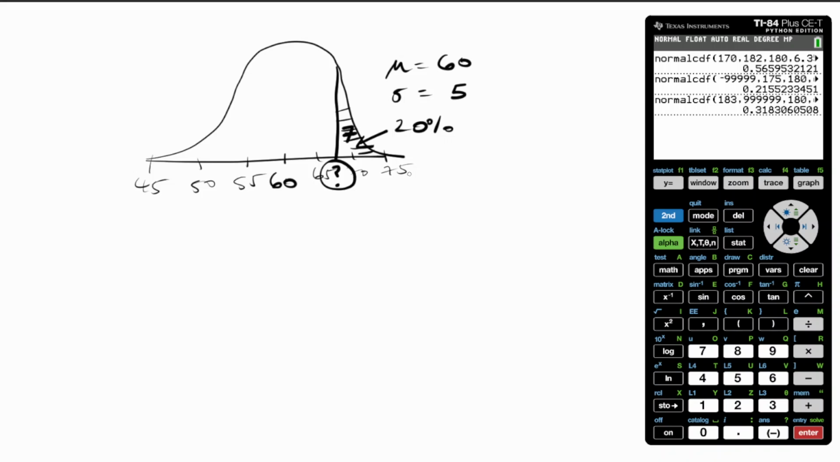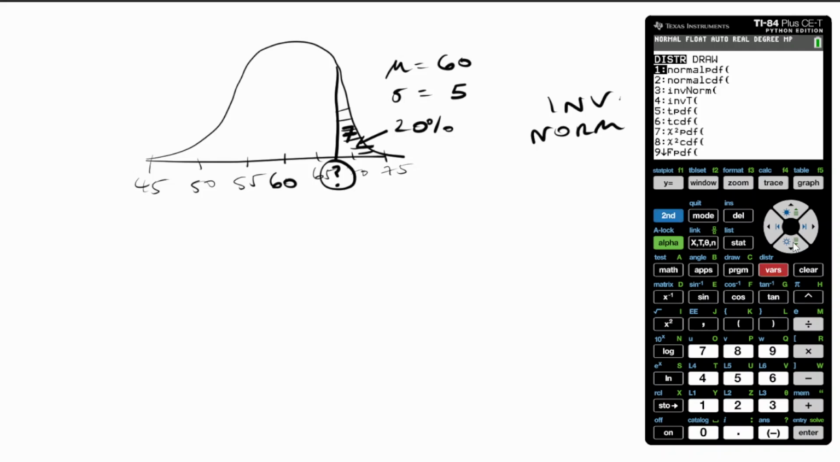We know the probability and we are trying to find a number on the scale. This is where we use the invnorm function, when you have the probability on the diagram and you're looking for a number on the scale. So this is how it works. You go to second distribution. This time you go to invnorm and it's looking for the area. So you can see we've got 20%, but we have to write it as a decimal. So we're going to use 0.2.